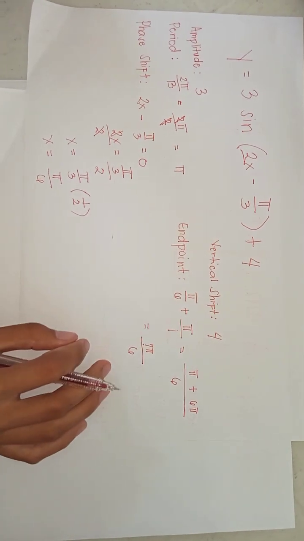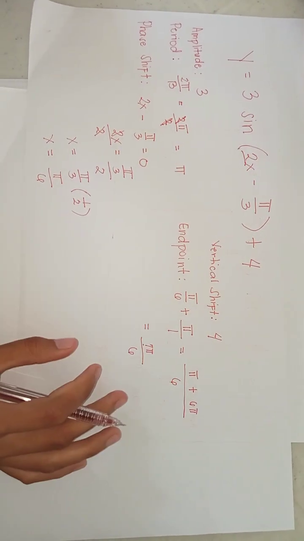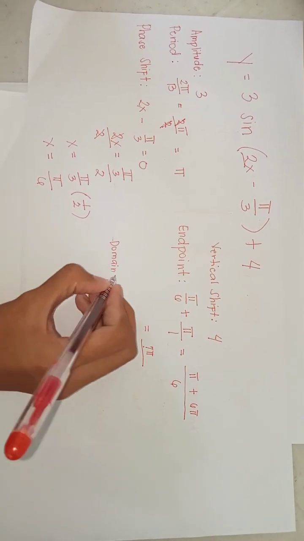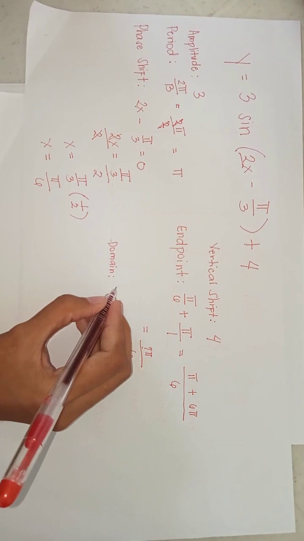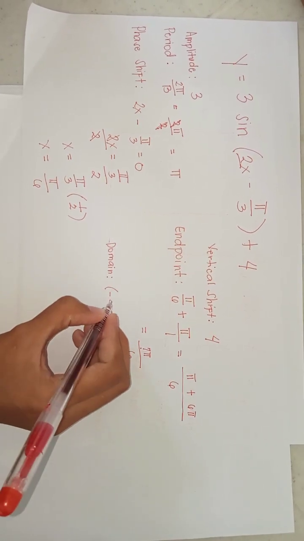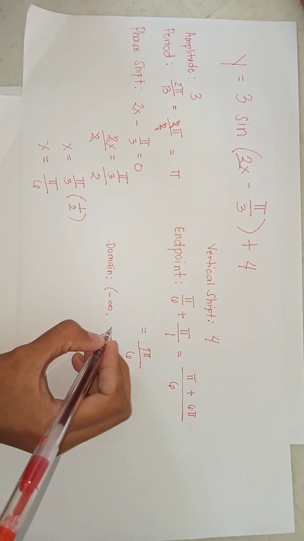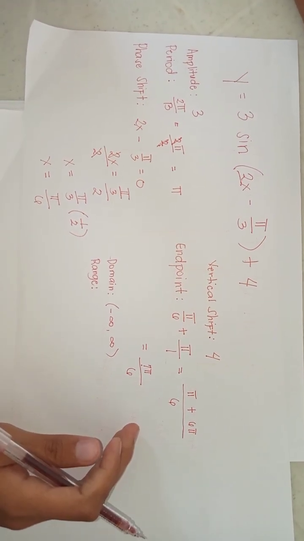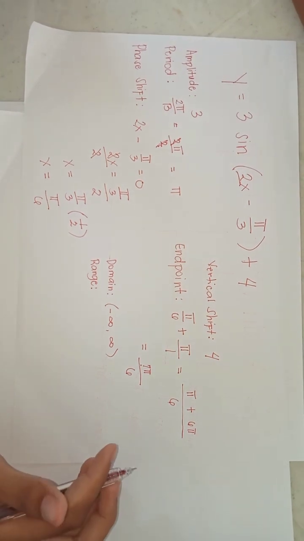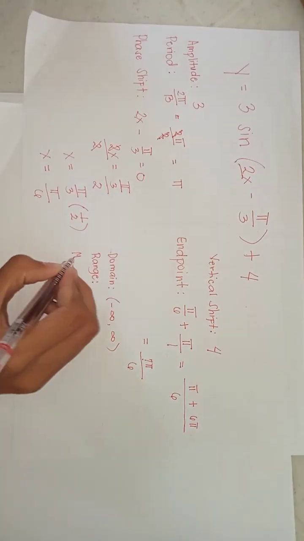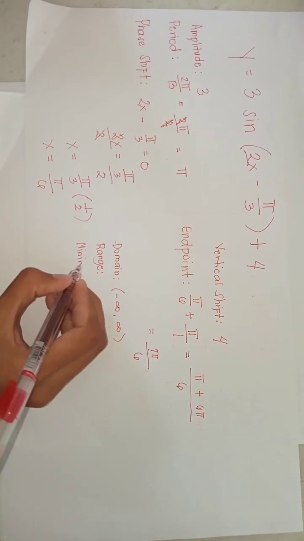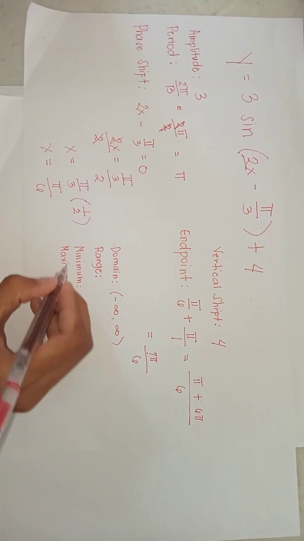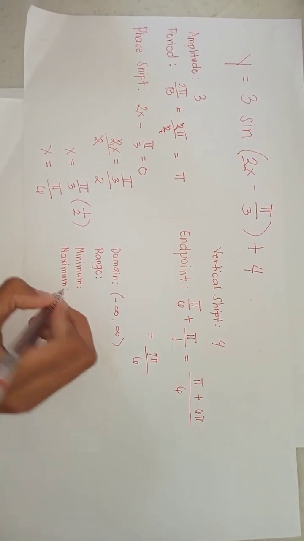So after that, we can write the domain, which is negative infinity and positive infinity. And the range, which we can get from the minimum and maximum. So we need to solve the minimum and maximum first before getting the range.